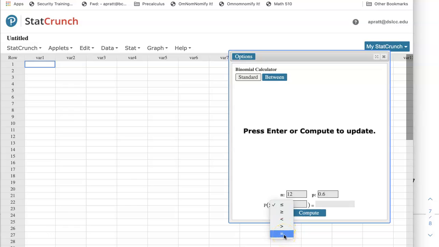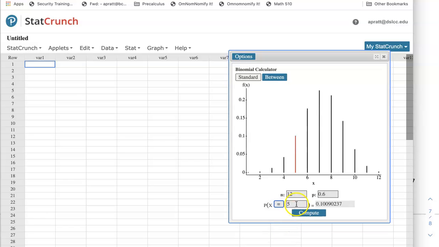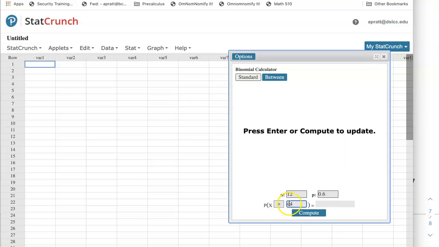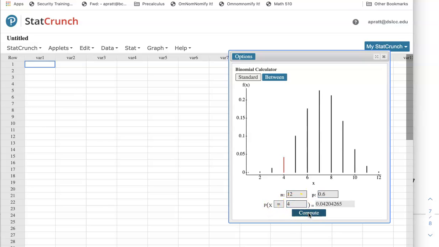So remember, this is a discrete random variable, and with discrete random variables, it does make a difference if it's equal to, less than, greater than, less than, or equal to. Like all of these are going to give you different results. So we want the equal to, and we want exactly 4. So 12 trials, probability of success, and x equals 4. You hit compute, and there is our answer. And again, I usually use 4 decimal places, so 0.0420.